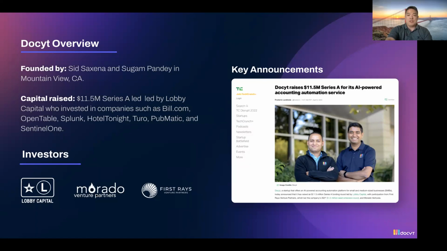So Docyt was founded in 2015 by our two co-founders, Sid and Sugam, with a vision to use artificial intelligence to revolutionize the back office for accountants and business owners. Since then, we've been able to raise over $11 million from backers like Lobby Capital. They're known for investments in prominent companies like Bill.com. And that really speaks to the fact that big players in the industry are recognizing what we're doing, some of the innovations that are taking place here at Docyt, also sharing in our vision and are wanting to be a part of it.